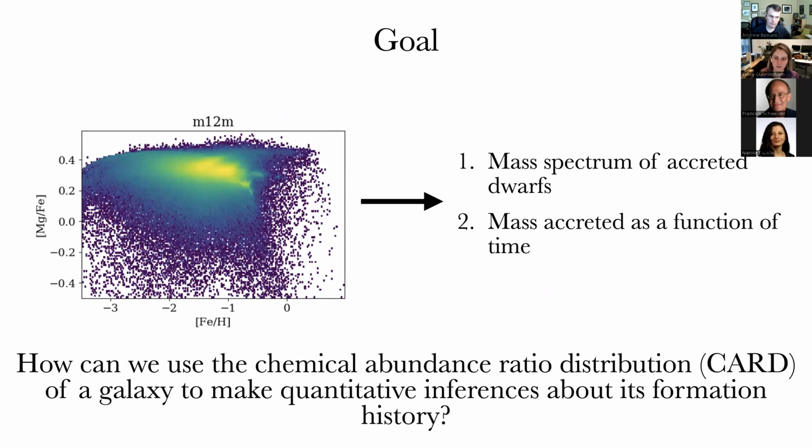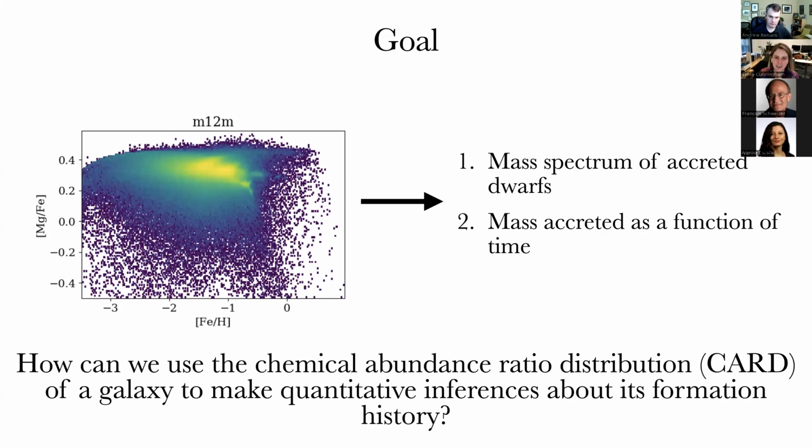The two questions I want to focus on today are, how can we go from this abundance distribution to making quantitative inferences about the mass spectrum of accreted dwarfs? So what fraction of the mass of the halo came from dwarf galaxies of what mass? And then also, the mass accreted as a function of time. So when did the Milky Way consume what fraction of its mass, for example?